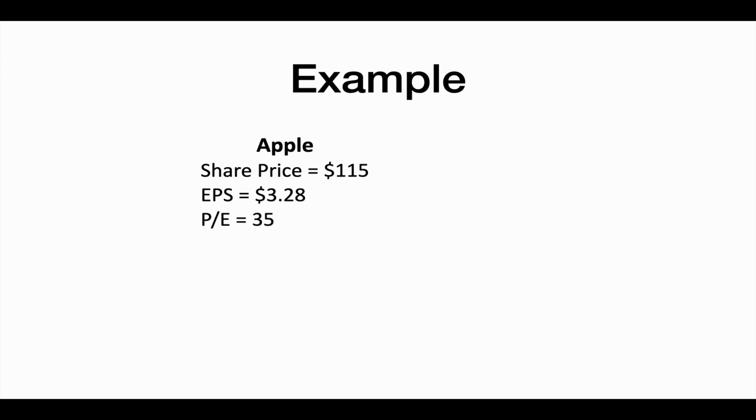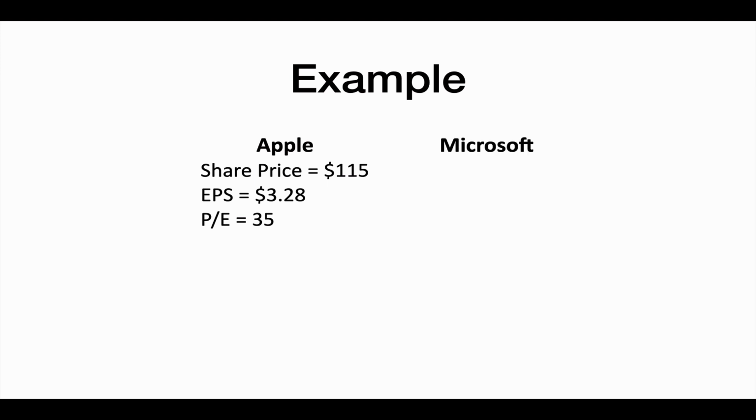Okay, so now we have our metric. We've got it, 35, but what does that mean? A PE ratio by itself doesn't really help you. You now have a metric that you can compare to other things. And this is where the PE ratio is really usable. It's what do you compare it to? The most obvious thing would be its closest competitor.